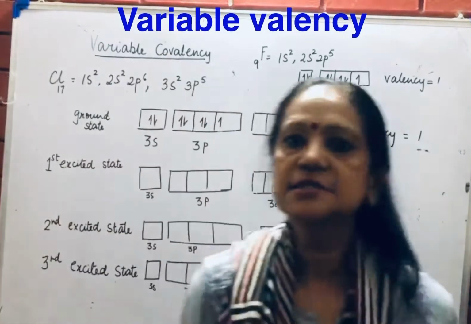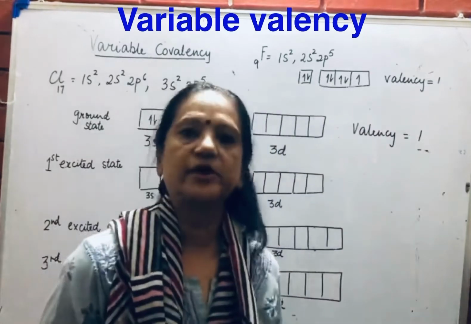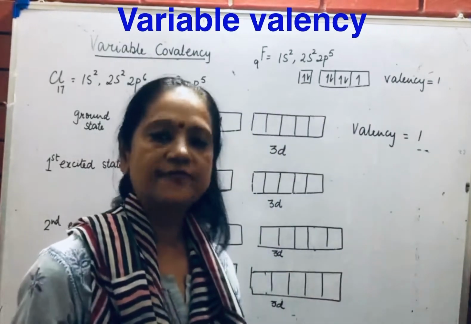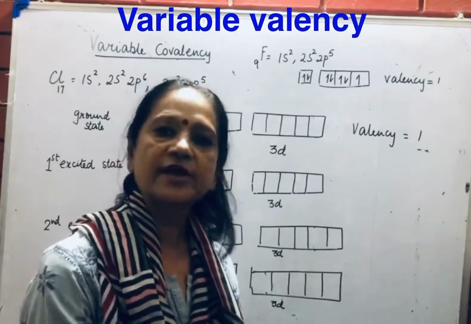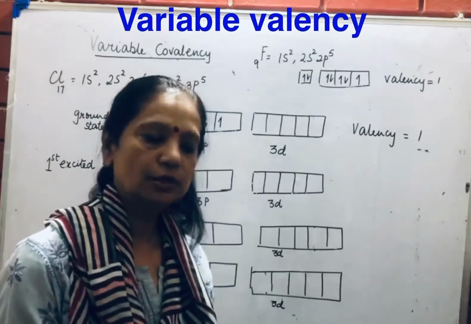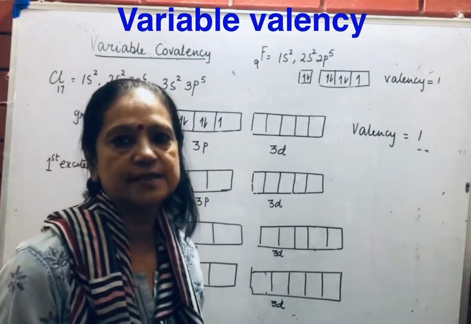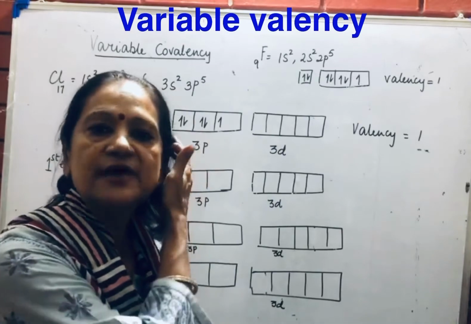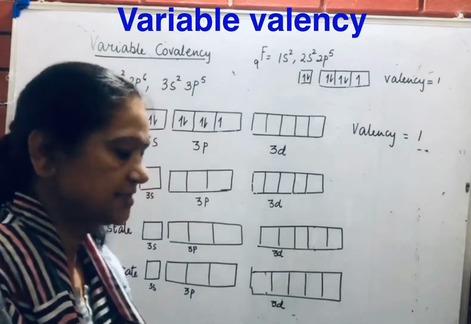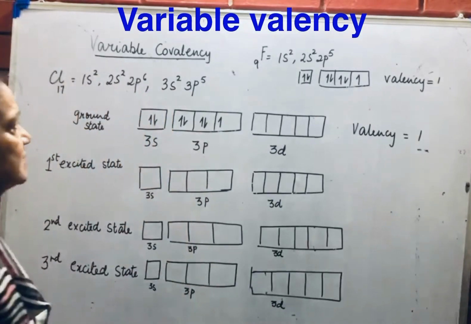Let us look at variable covalency. Variable means different valencies, like you have heard about ferrous and ferric. Similarly, in chlorine also we see different types of valency. Chlorine can show us valencies of 1, 3, 5 and 7. So how are we going to see that?